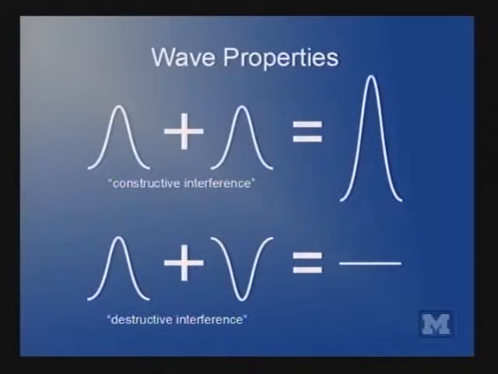And if you have a peak and a trough that overlap, then they combine and it flattens out. And so that's what was happening in the middle of that wake, was waves were destructively, that's what we call it, destructively interfering.